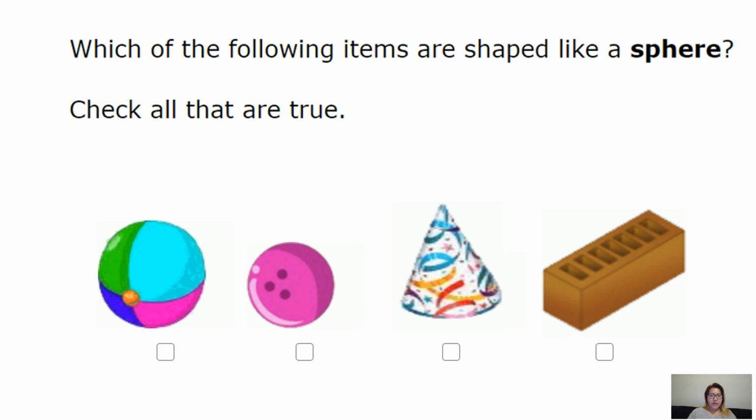Let's see what we have. And we have a question: which of the following items are shaped like a sphere? Check all that are true. So let's remember what a sphere looks like. It's round, and then I'm going to draw this in the center to give it that 3D look. Okay, so we have a beach ball, we have a bowling ball, we have a party hat, and we have a brick. Okay, so we see that the beach ball is round. That is a sphere. And we know that the bowling ball is also round, so that is also a sphere.